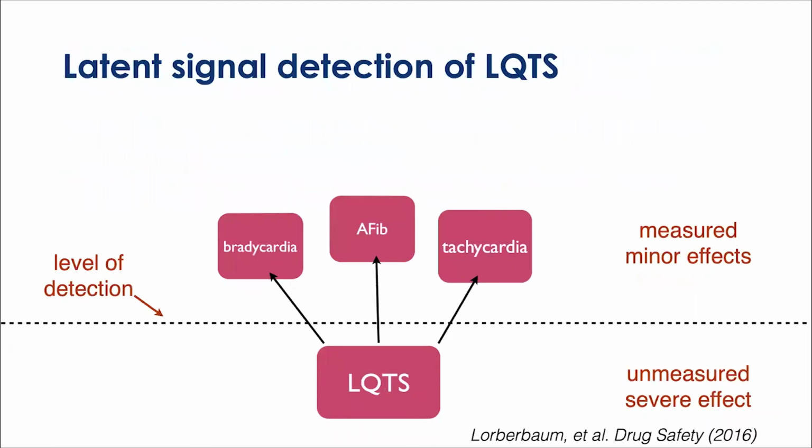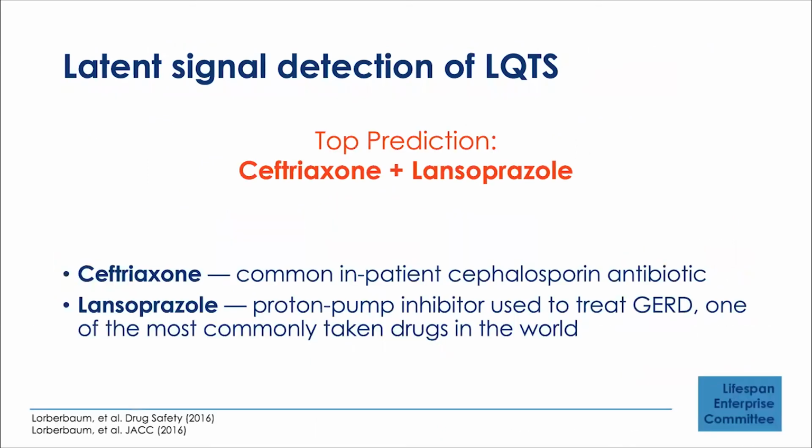We built such a model for acquired long QT syndrome to look for drug-drug interactions causing this severe and dangerous effect. These are a couple of the signs and symptoms that are in the model, the more minor observable effects: bradycardia, atrial fibrillation, and tachycardia, among some others. Our top prediction when mining the FDA's adverse event reporting system using this effect profile was between ceftriaxone and lansoprazole.